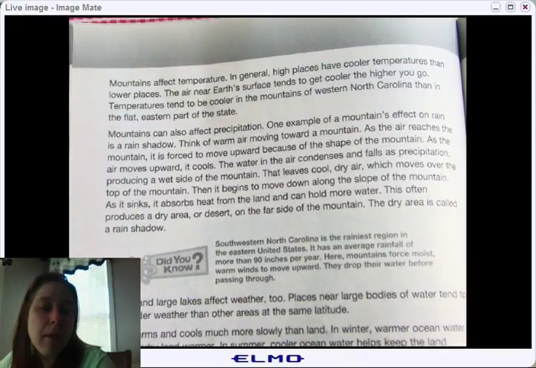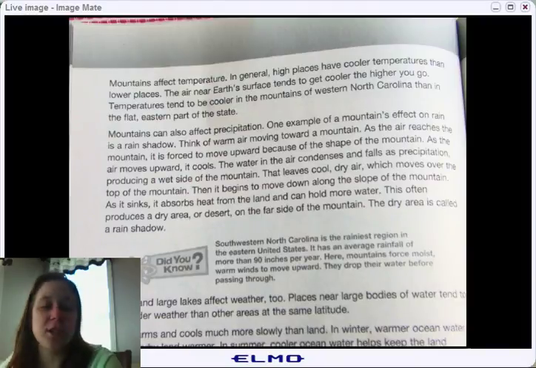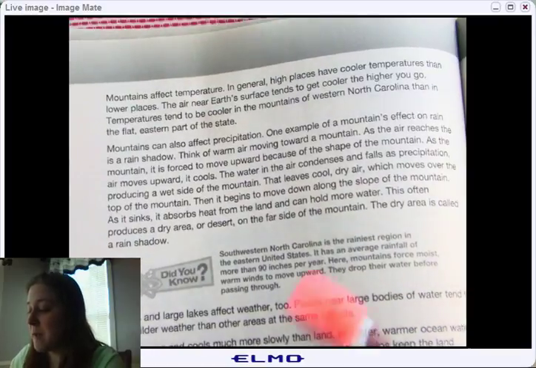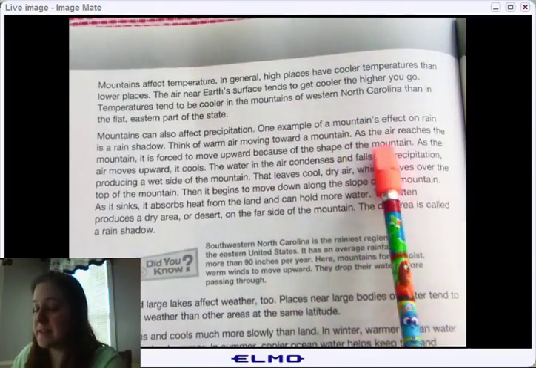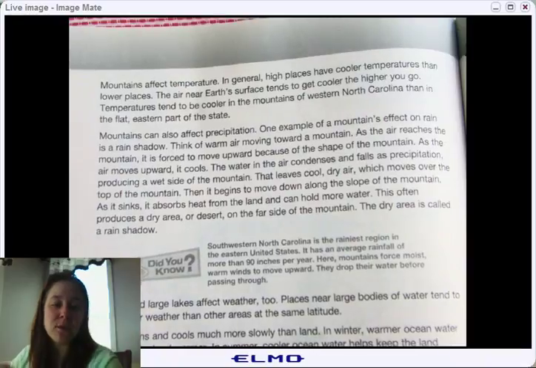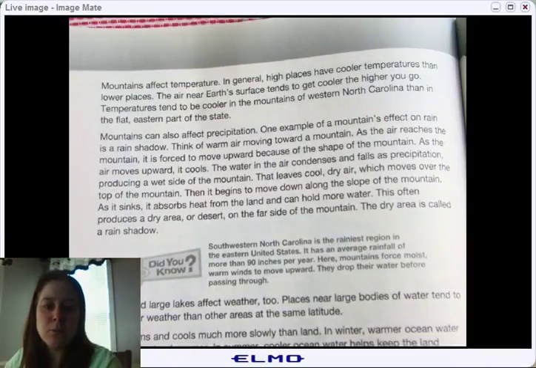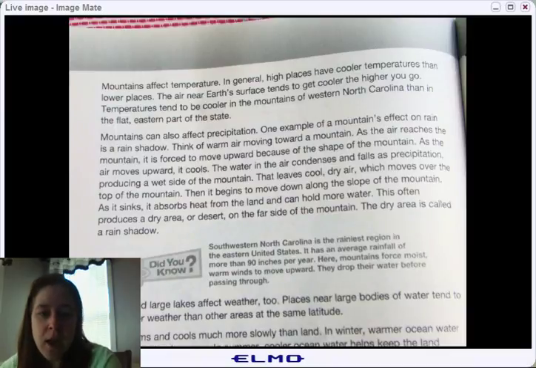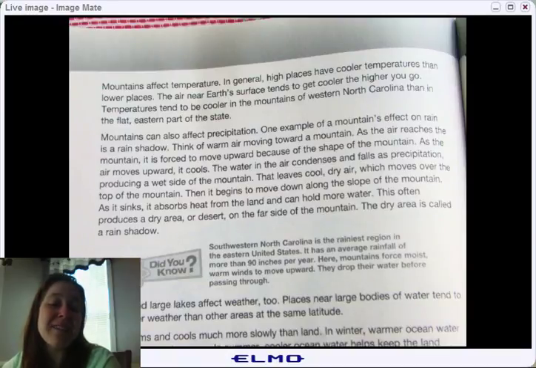state. Mountains can also affect precipitation. One example of the mountain's effect on rain is the rain shadow. Think of warm air moving towards the mountain. As the air reaches the mountain, it is forced upward because of the shape of the mountain. As the air moves upward, it cools. The water in the air condenses and falls as precipitation, producing a wet side of the mountain.